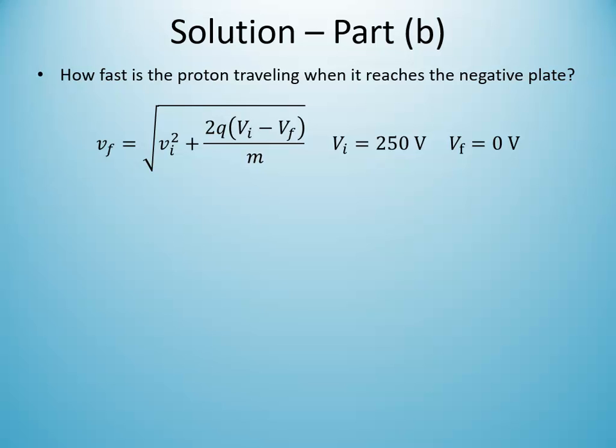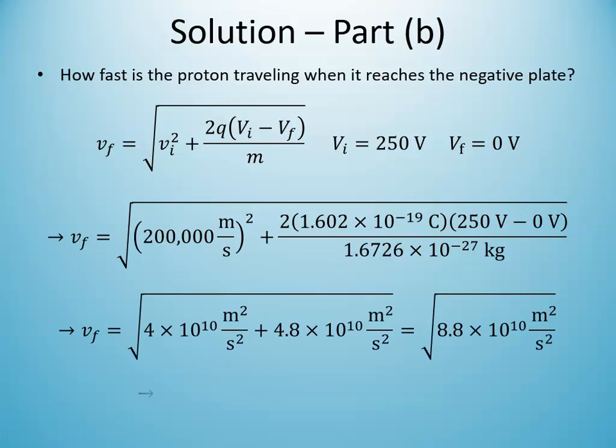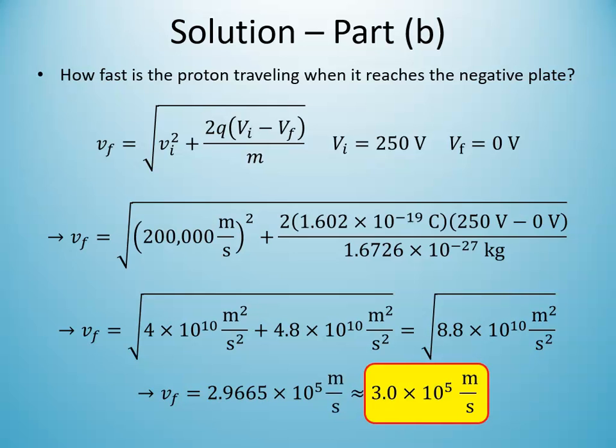Instead of a difference of 250 volts, now we have a difference of negative 250 volts, and that's going to make all the difference for us, because when we plug that in, initial minus final being the negative difference, we get a positive 250 for our V initial minus V final, which means everything under the radical is going to be positive, and it's all going to add together, and we get a speed greater than what it was before. Originally it started off at 200,000 meters per second, but it hits the negative plate at 300,000 meters per second.